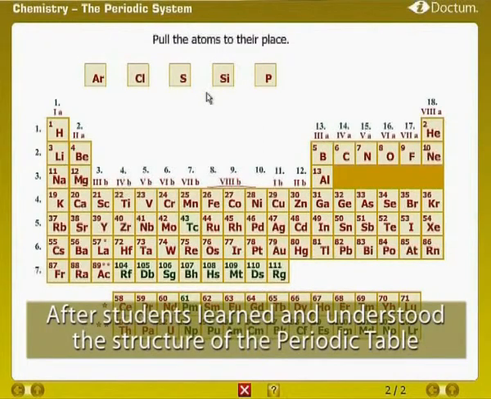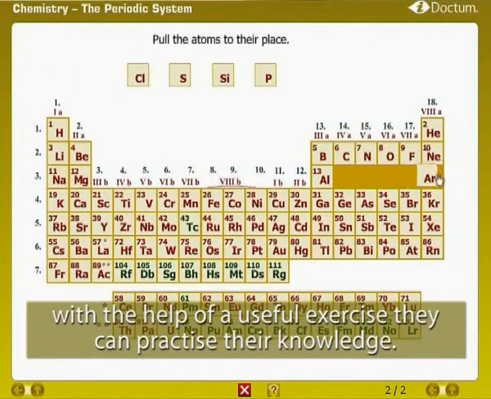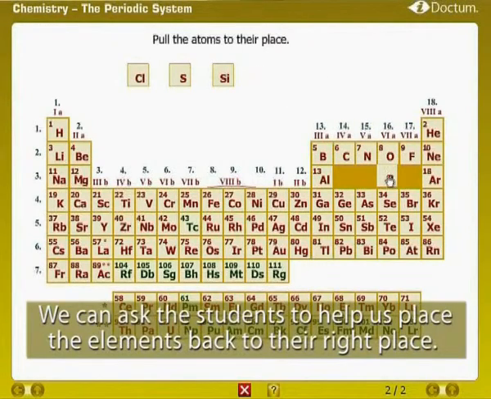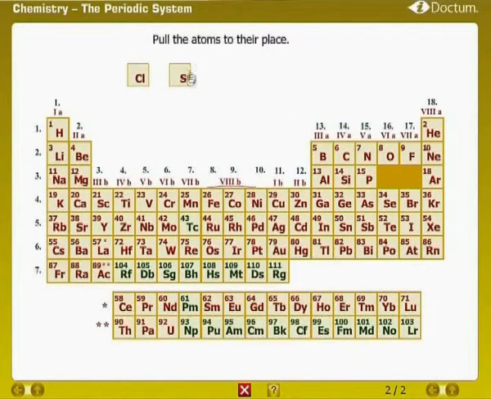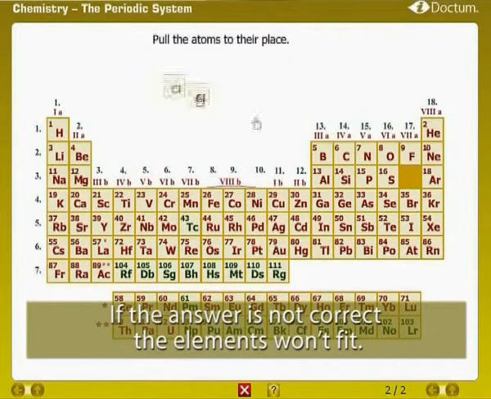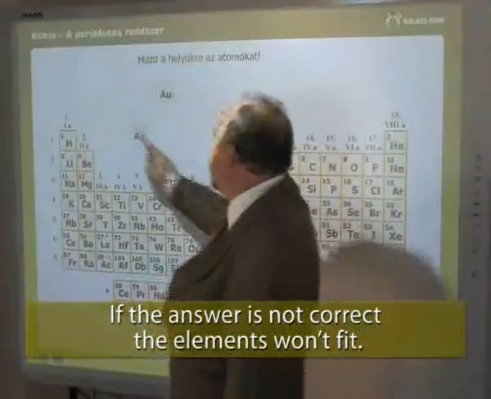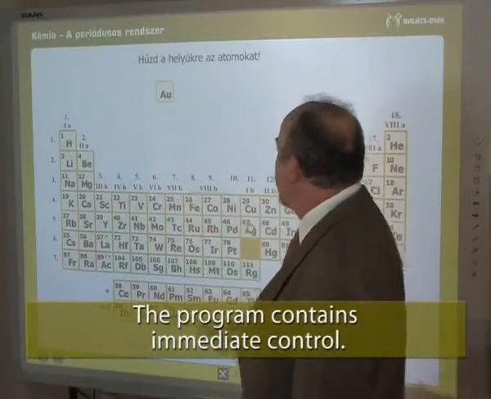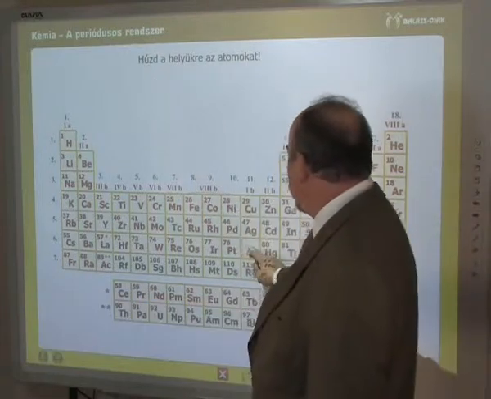After students learned and understood the structure of the periodic table, with the help of a useful exercise they can practice their knowledge. We can ask the students to help us place the elements back to their right place. If the answer is not correct, the elements won't fit. The program contains immediate control.